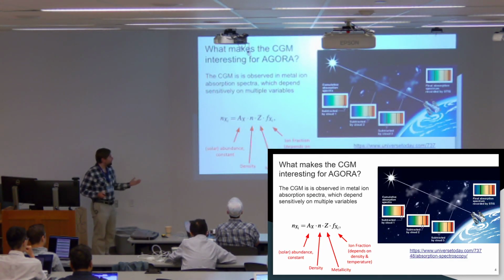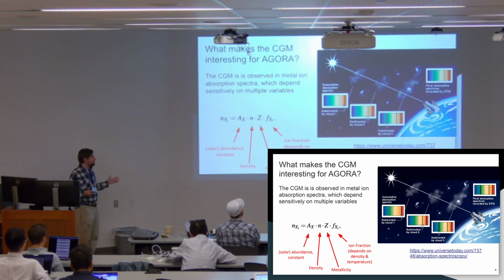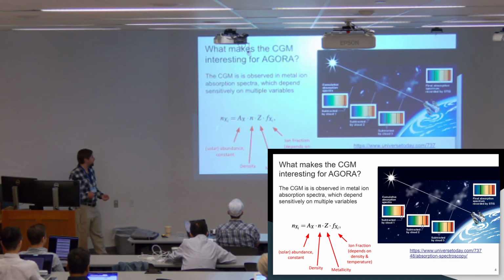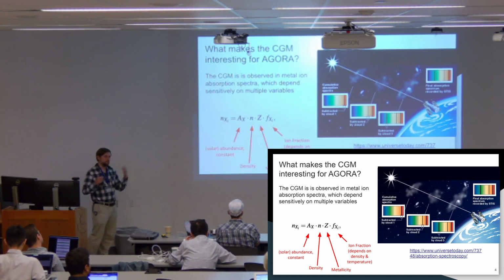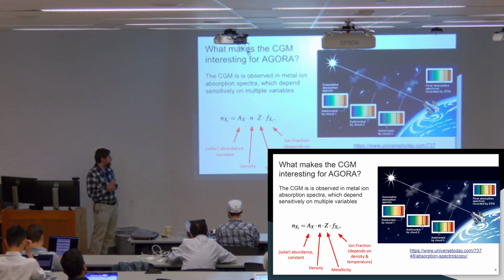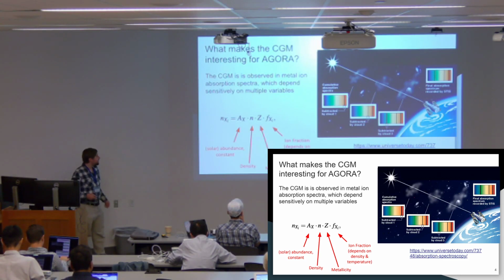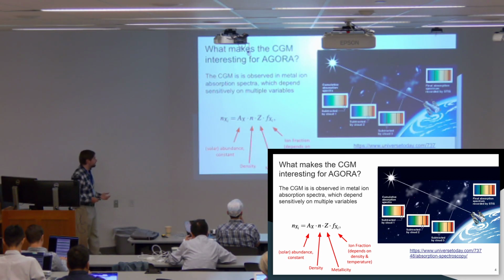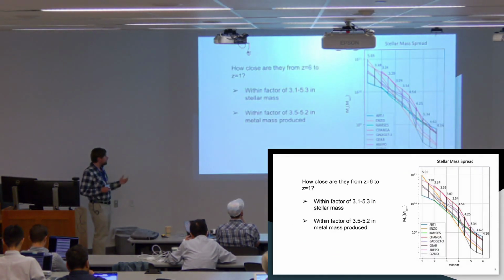So, why are we looking at the CGM for AGORA? The main reason that the CGM is interesting is because it is usually detected in metal ion spectra, which means that it depends very sensitively on a bunch of things, right? Because the amount of a metal ion that you get is basically the product of a bunch of different terms that can all be calibrated or at least looked at separately. There's a constant amount of that atom compared to metals, and then there are 3 variables here: the density, the metallicity, and the ion fraction. These can all depend on the feedback setup that you use, and ion fraction, of course, depends really strongly on phase, both in temperature through collisional ionization and density through photoionization.